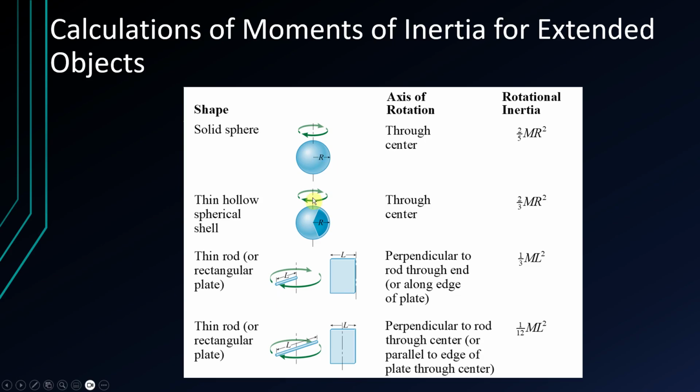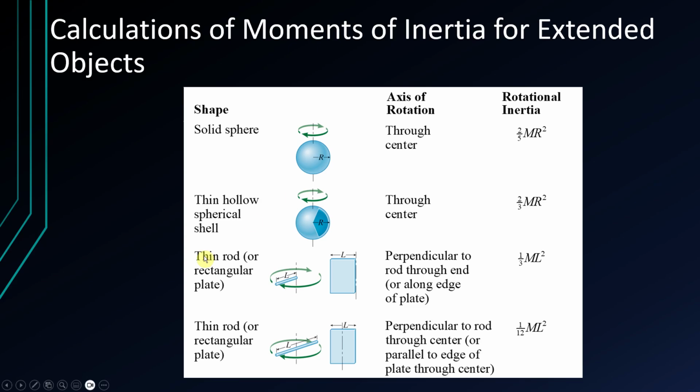Same thing with a solid sphere is 2/5 mr squared, and a thin, hollow, spherical shell, so like a soccer ball, is 2/3 mr squared. And these are all assuming that we are rotating these objects about the center of the object. If we don't rotate about the center, we would have to calculate the moment of inertia.